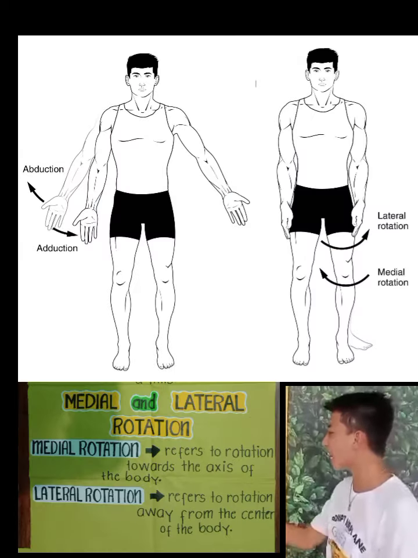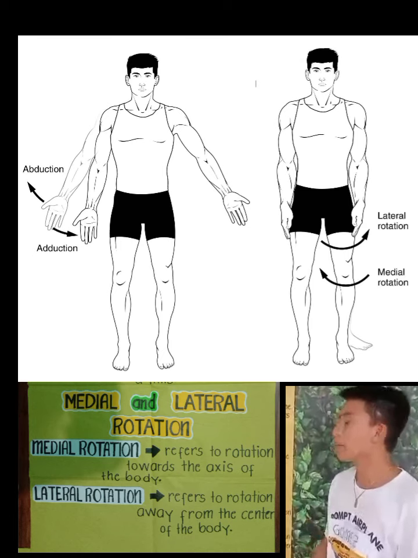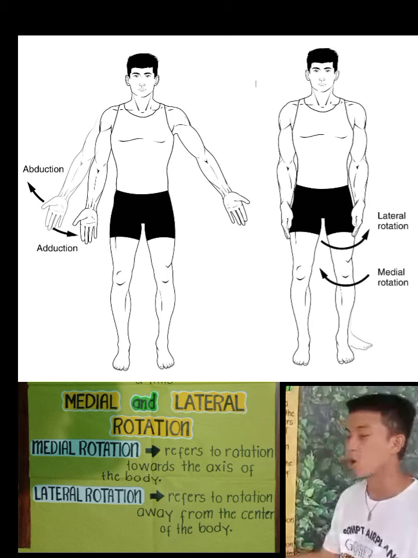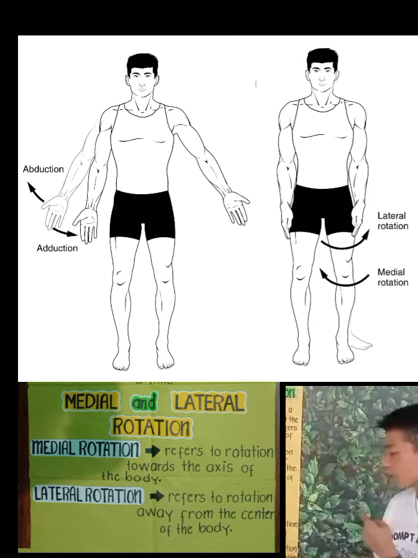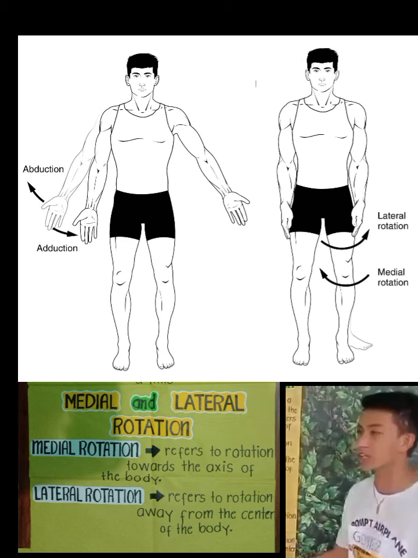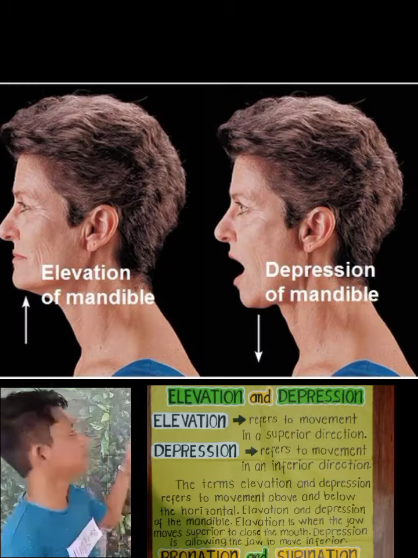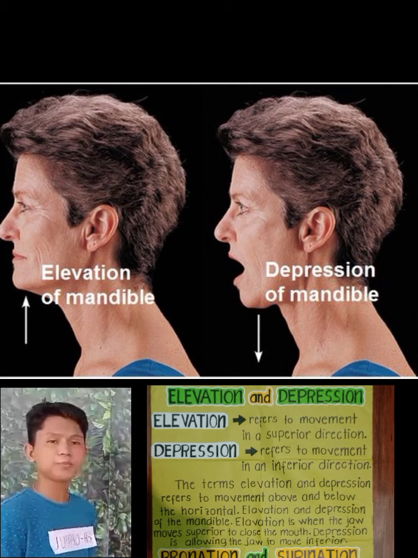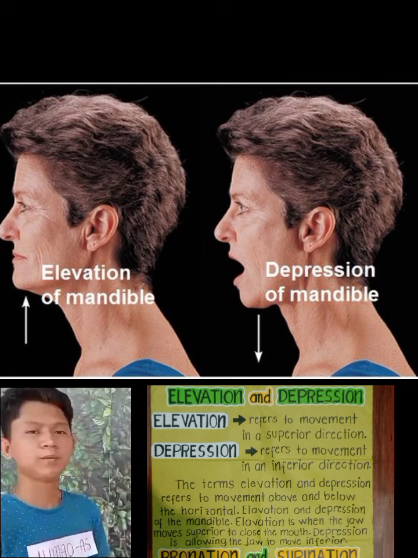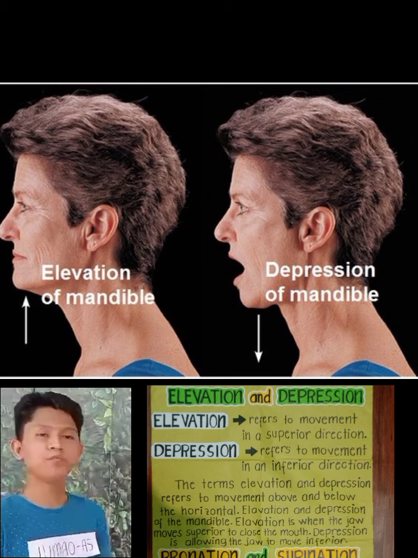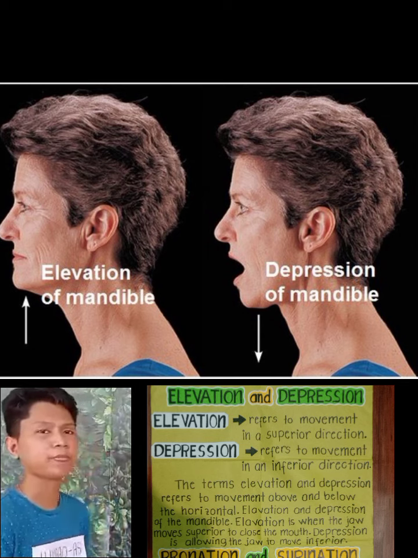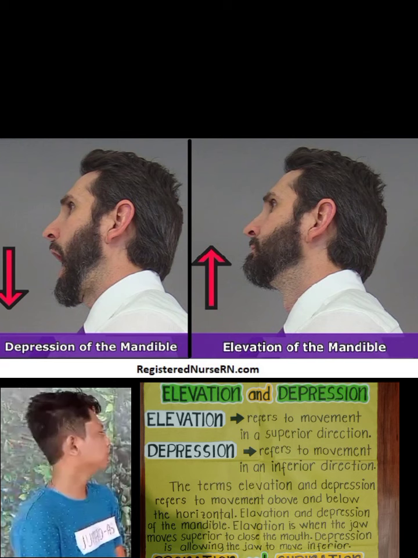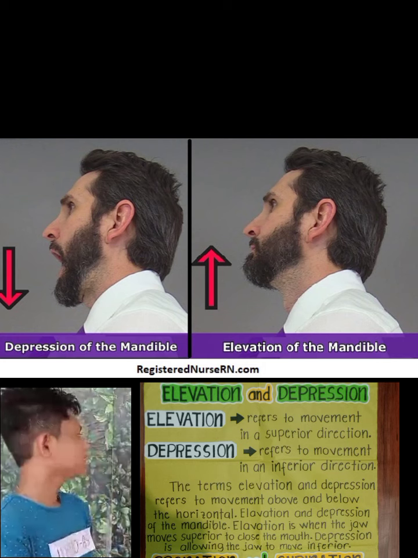Next, the medial and lateral rotation. The medial rotation refers to rotation towards the axis of the body, while the lateral rotation refers to a rotation away from the center of the body. Elevation and depression. Elevation refers to a movement in a superior direction, and depression refers to a movement in an inferior direction. The terms elevation and depression refer to a movement above and below the horizontal.